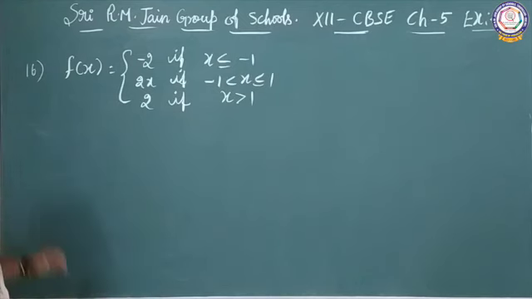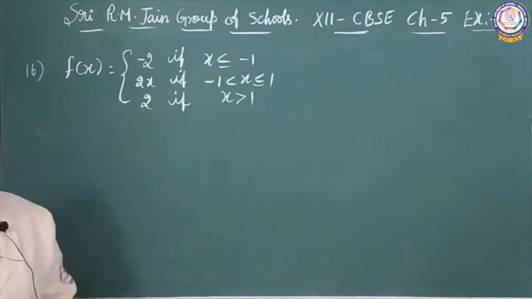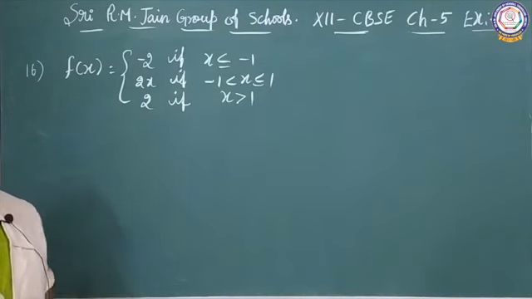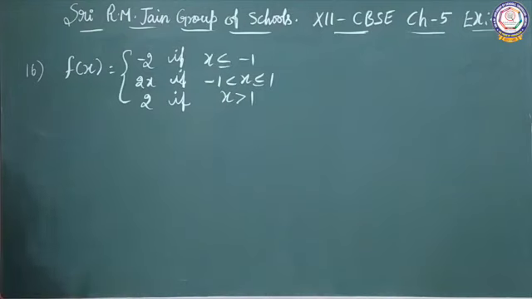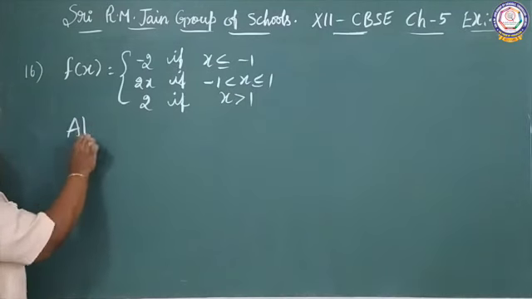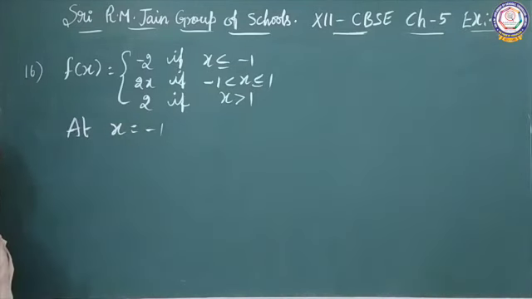Sixteenth sum: f of x equals minus 2 if x is less than or equal to minus 1, 2x if minus 1 is less than x less than or equal to 1, and 2 if x is greater than 1. We can check the continuity of the function at x equal to minus 1 and x equal to 1. First, at x equal to minus 1.